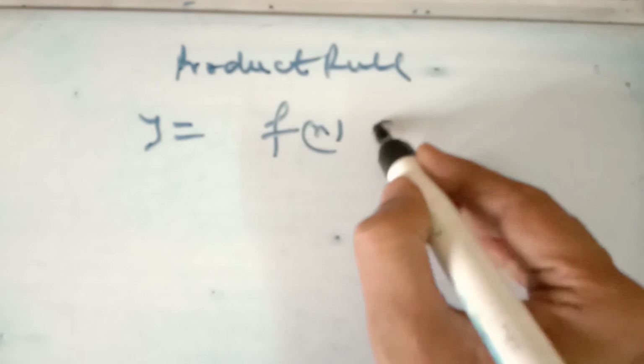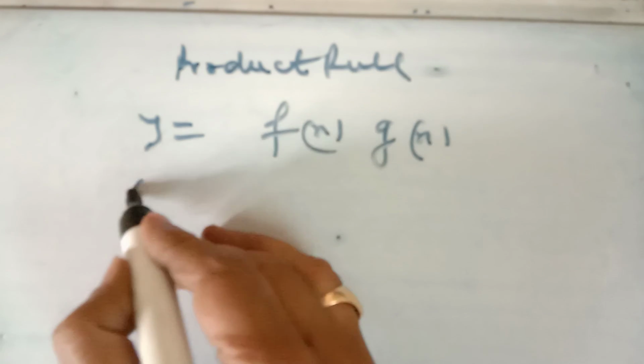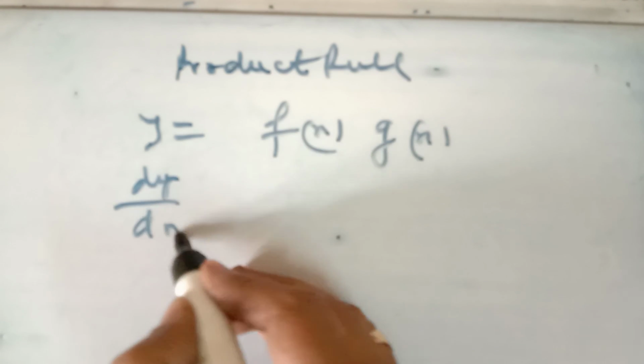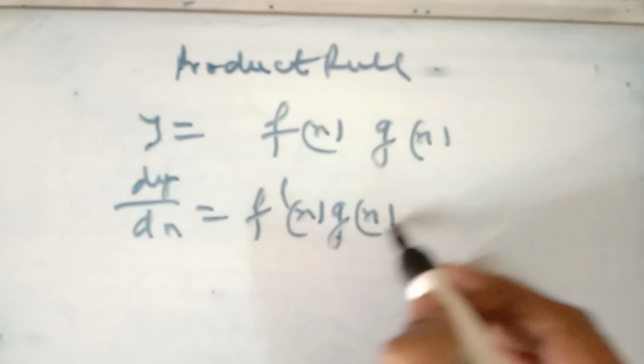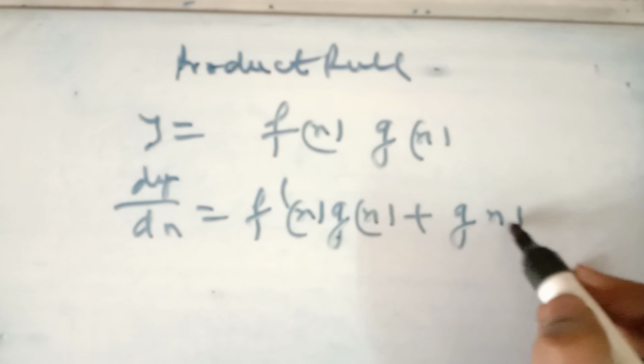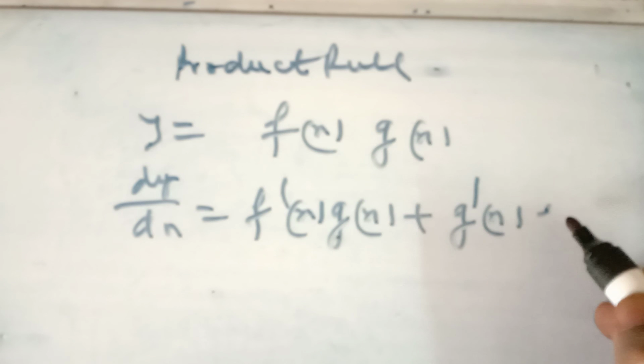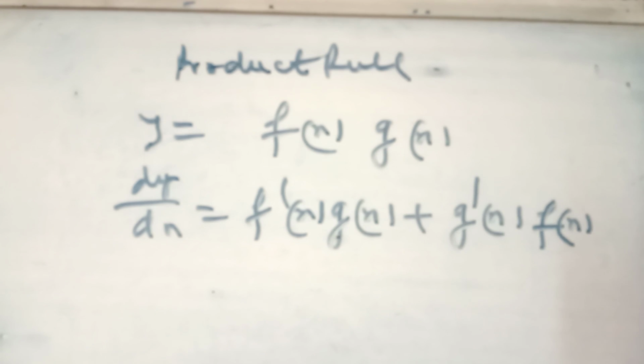After that we have done the product rule. Product rule क्या था? Suppose we have y is equal to f(x) into g(x). तो इसका d by dx था, product rule: derivative of the first function multiplied by the second, plus derivative of the second function multiplied by the first function. This is the product rule we have done.